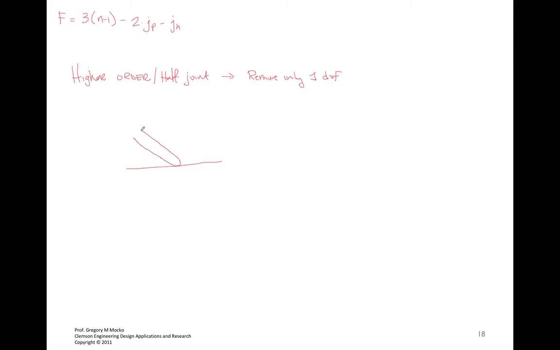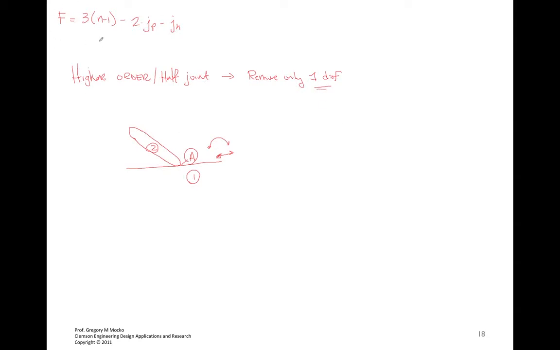We've got our link here. So this is our ground. This is our second link. We've got a joint here. We'll call this A. A allows link 2 relative to link 1 to translate as well as to rotate, right? So it allows 2 degrees of freedom, or it removes only 1 degree of freedom.